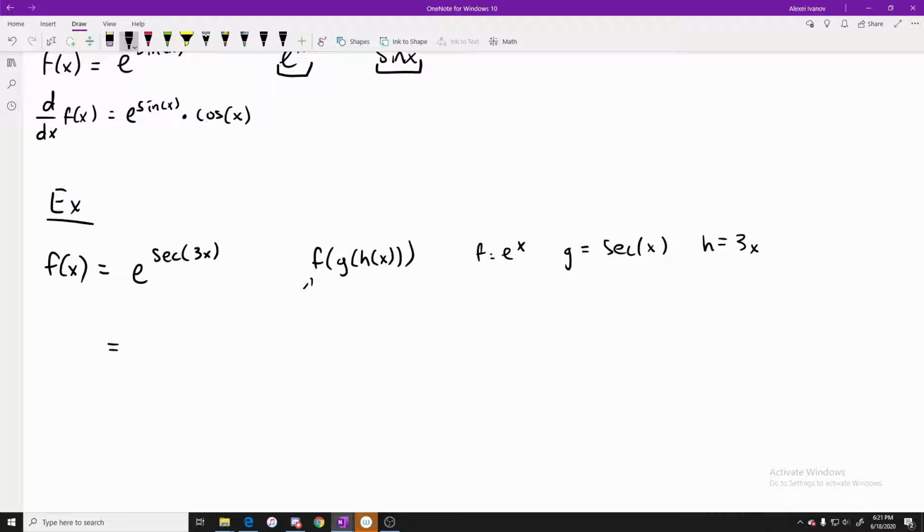We always want to take the outer function first, take the derivative of it, and multiply by the derivative of the inner function. So first, let's take the derivative of this outermost function, which is f, and it's e to the x. We can treat the exponent as a whole unit right now. We know that the derivative of e to the x is just going to be the same. So it's e to the secant of 3x. And now we want to multiply by the derivative of the inner function, right? And the inner function is going to be secant of 3x. It's a composition. It's g of h of x. So it's both of these functions here.